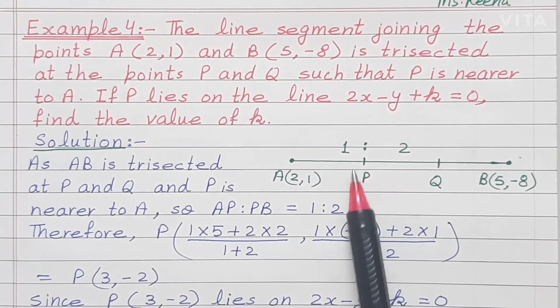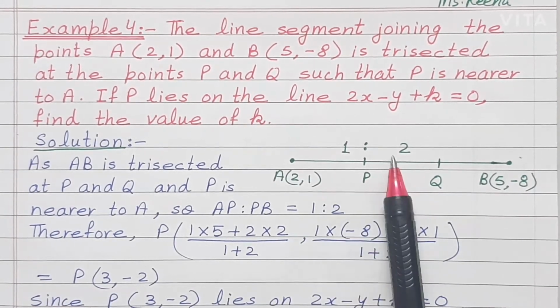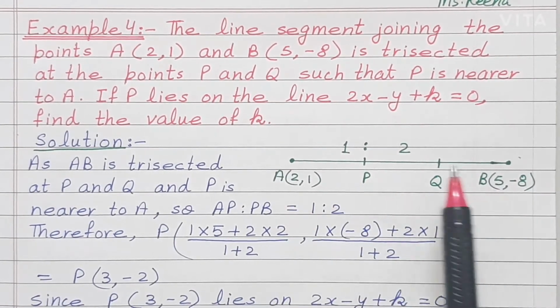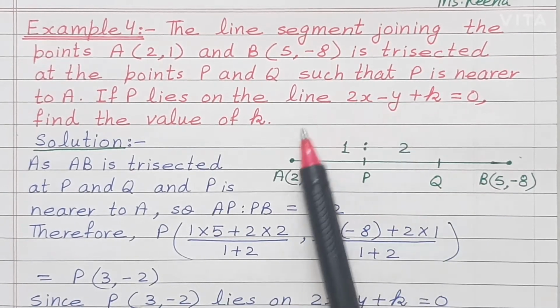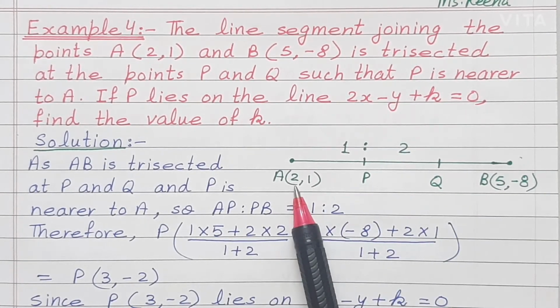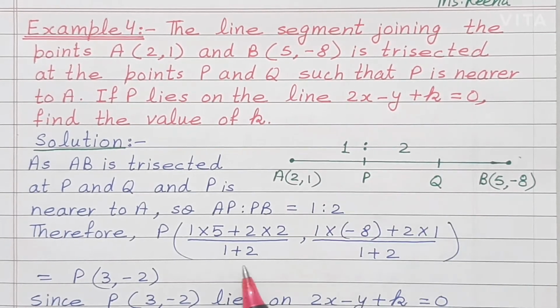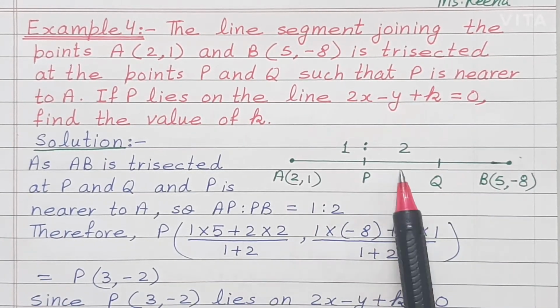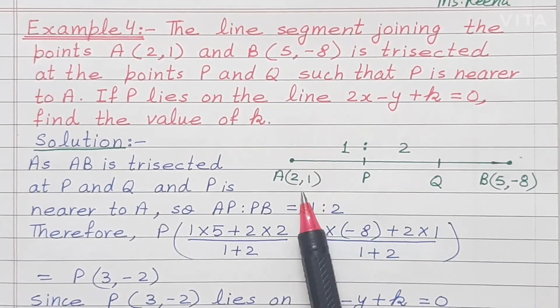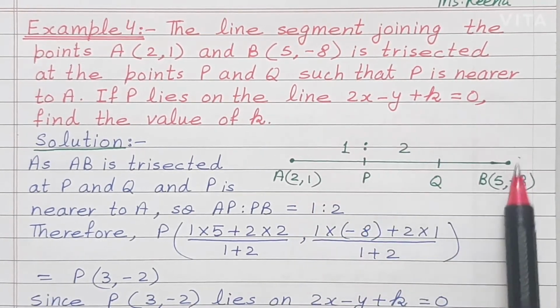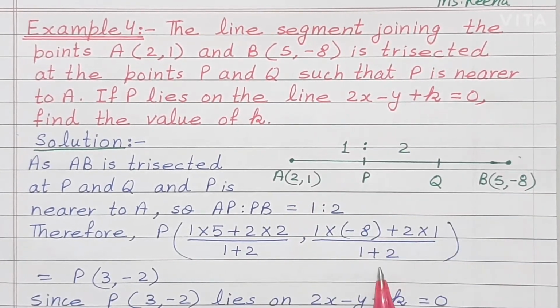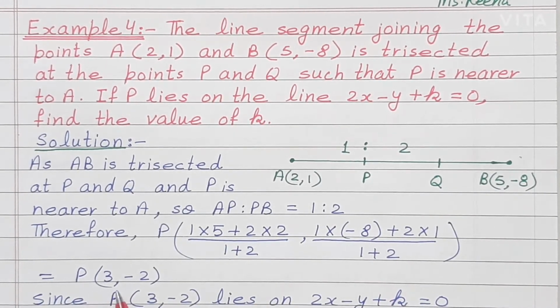So how will we find it now? We know the ratio, we know the coordinates also. So (2 into 2 plus 1 into 5) upon the sum of the ratio, then (2 into 1 plus 1 into -8) upon the sum of the ratio. So the coordinates are (3, -2).